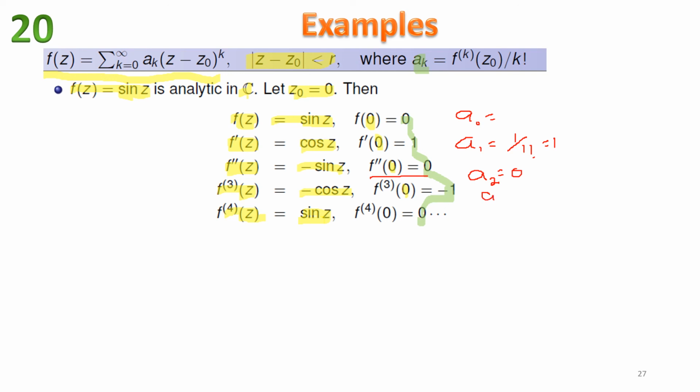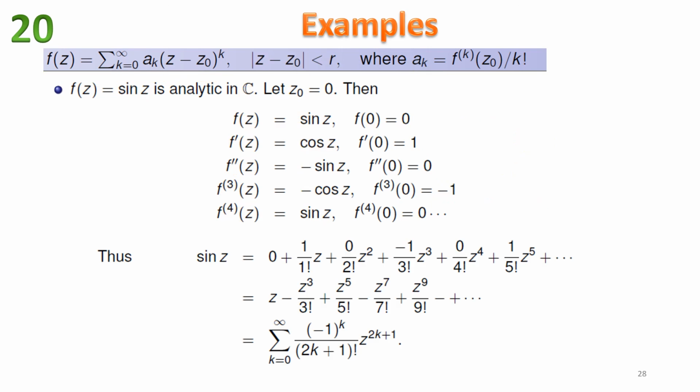Then for coefficient a3, the third derivative at z0 is -1. So this is equal to -1 upon 3 factorial, and so on. You can go on working this out. Now here I have written sine of z is equal to this a0, you can relate, this is a1, a2, a3, a4 and so on and so forth. So if you simplify this, it is z minus z cube upon 3 factorial plus z to the power 5 upon 5 factorial and so on.